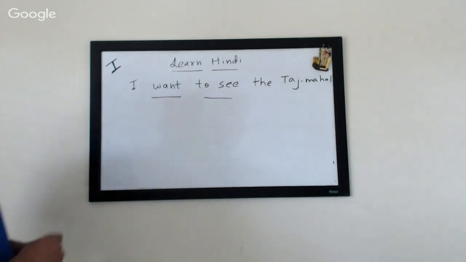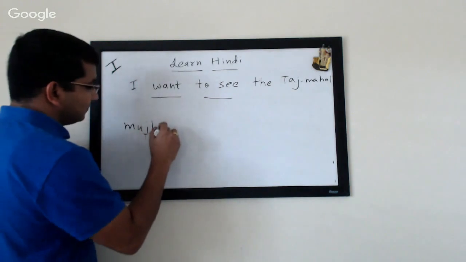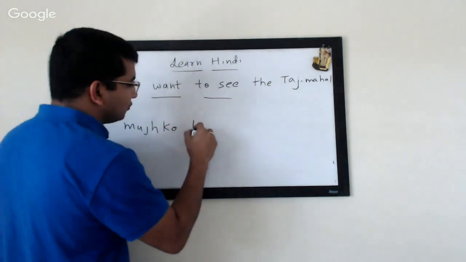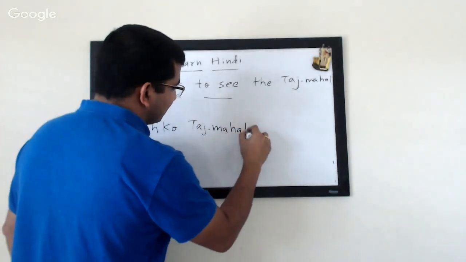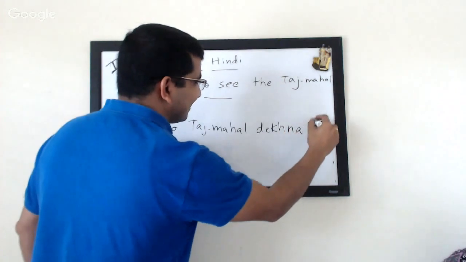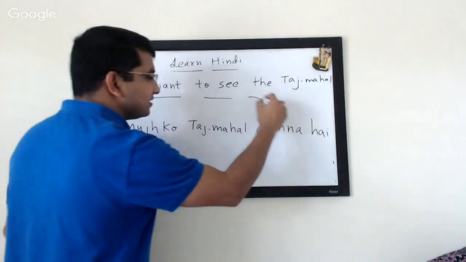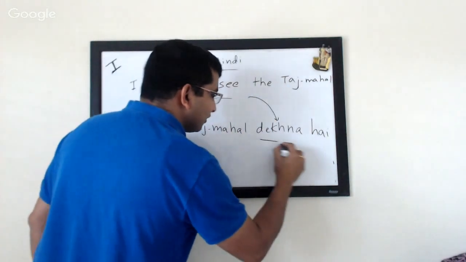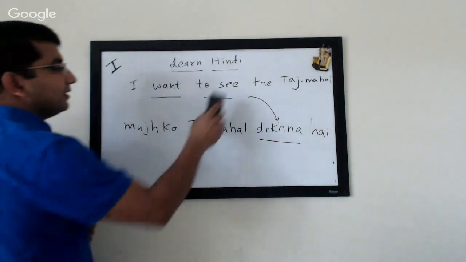We have an answer from Jan. मुझको ताज महल देखना है. Very good. मुझको Taj Mahal देखना है. Very good, right? So to see is देखना, and you are using the verb as it is. मुझको Taj Mahal देखना है.